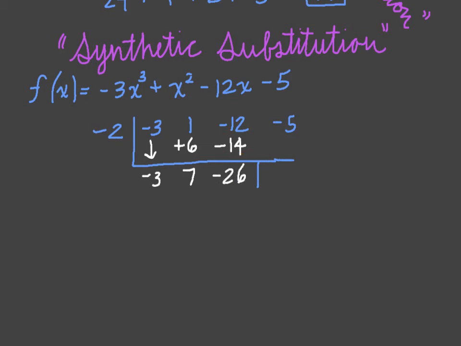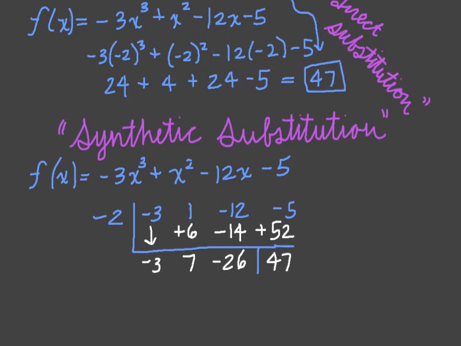And the last thing I do, I'm multiplying this by this again, and I put that here. -26 times -2 is 52. Because it was positive, I'm adding, so I get 47. Okay? And remember, up here, I got that same answer doing direct substitution.